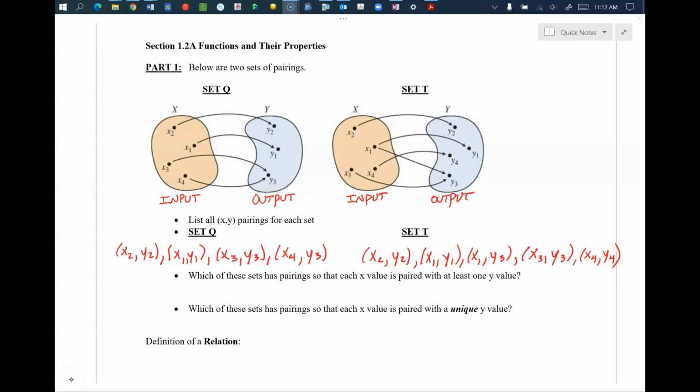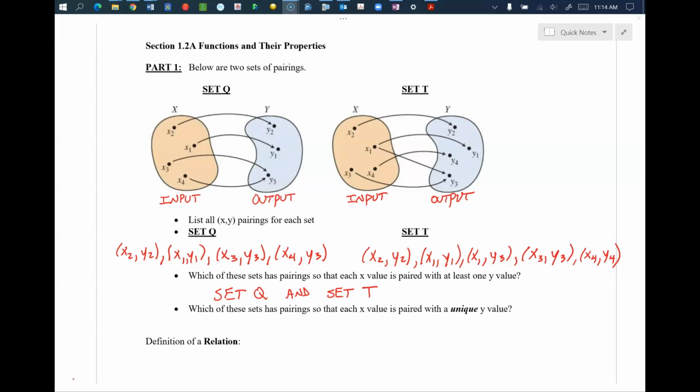So the answer to that first question is both. Every X value in the input for set Q is paired with at least one Y value in the output, and the same is true for set T. The next question may seem very similar, but I want you again to pause the video and think about what your answer to this is. Which of these sets has pairings so that each X value is paired with a unique Y value? Another way of saying a unique Y value is just one Y value.